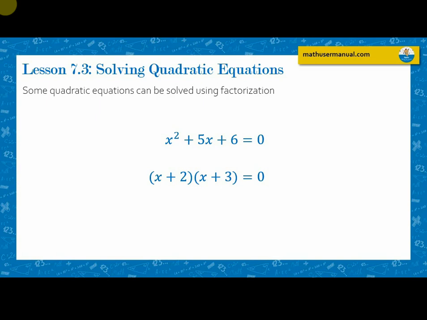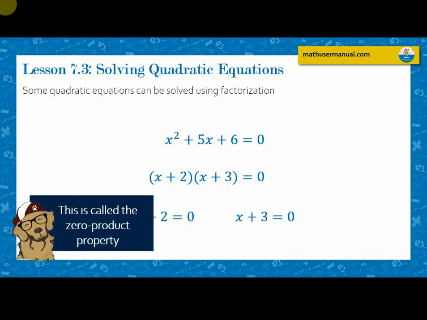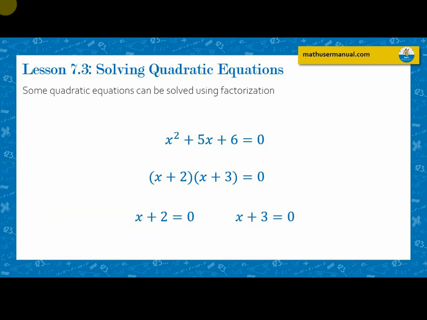We take the first parenthesis, which is x plus 2, and we set it independently equal to 0. Then we take the second parenthesis, which is x plus 3, and we also set it independently equal to 0. So we take the two parentheses and set each one of them independently equal to 0. This is called the zero product property. After we apply the zero product property, let's clean the board a little bit, we'll need a space.